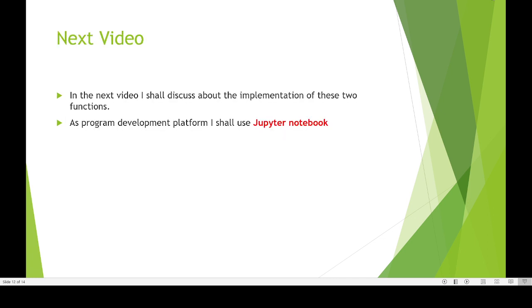In the next presentation, I shall discuss the implementation of these two functions using Jupyter Notebook. I hope all listeners have learned something about age calculation. Those who are experts can implement this in other programming languages also. Hope you succeed. Thank you.